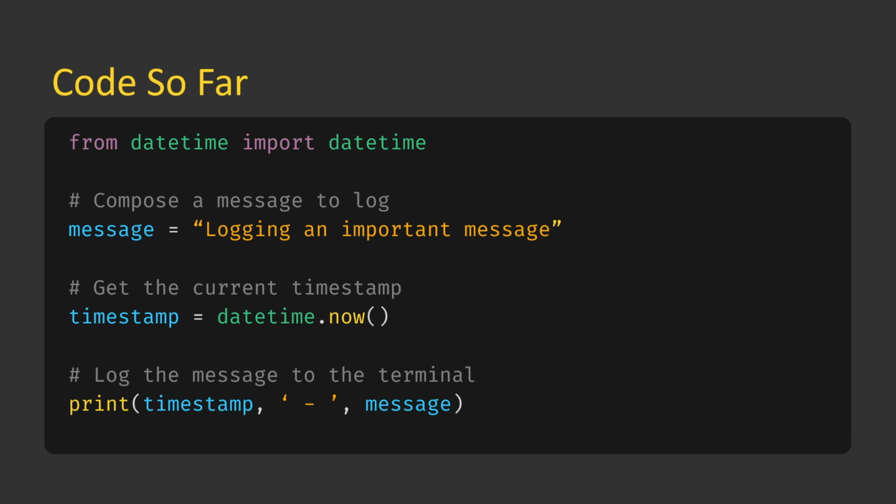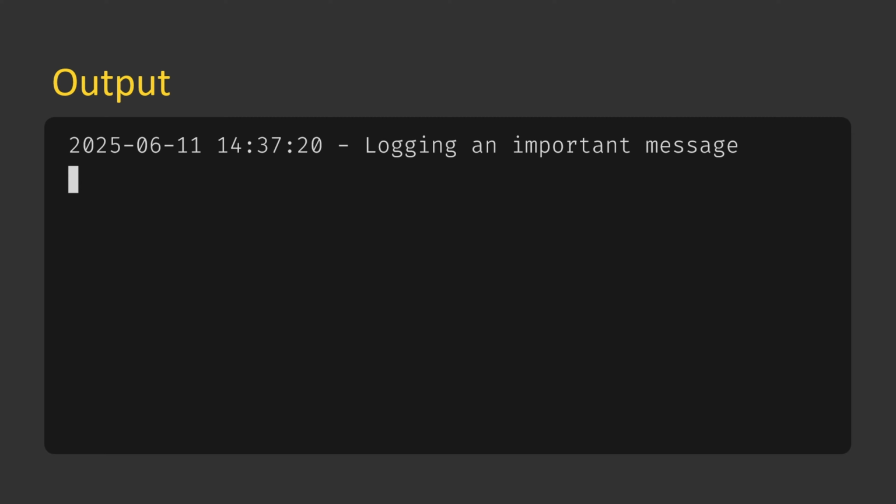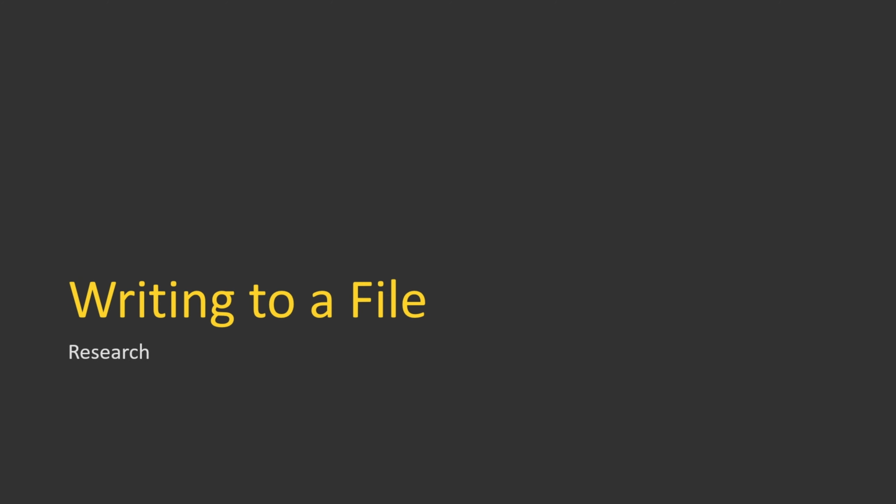Let's do a quick review. First, you imported the datetime module to get the current timestamp. Next, you defined a message, got the current timestamp, and then printed the two. Each are separated with a hyphen as designed. Let's test. Alright, looks like we got what we expected. Well done. Now we need to take that output and put it into a file instead of the terminal.